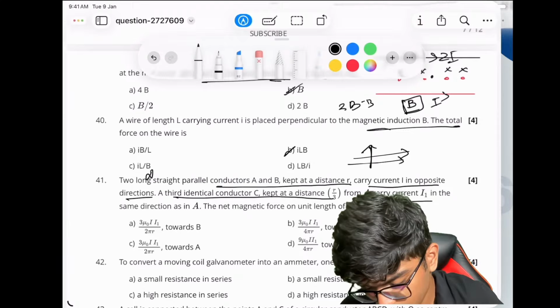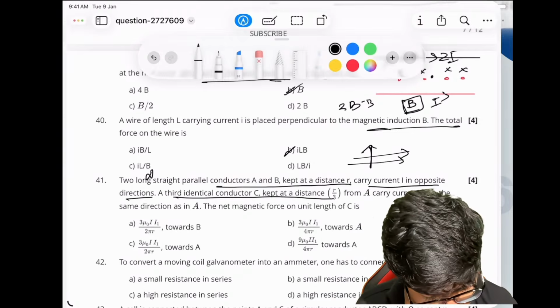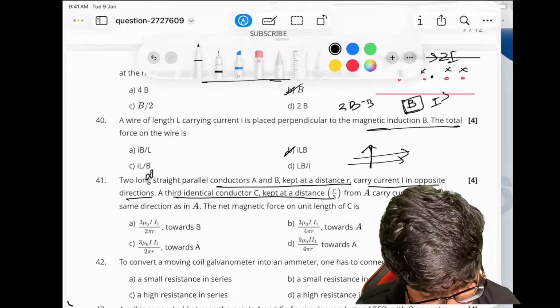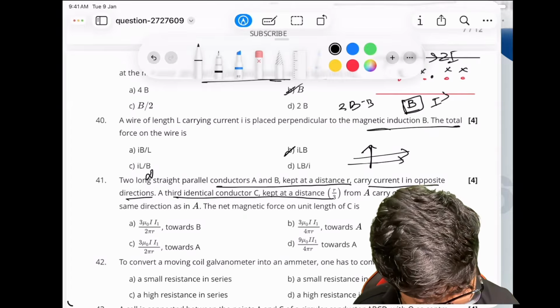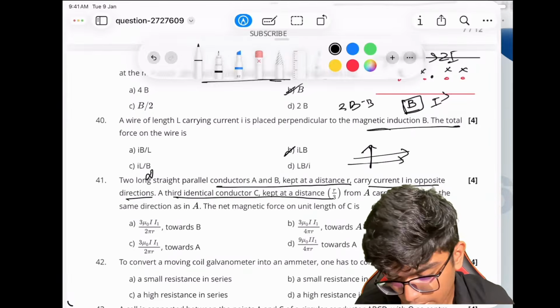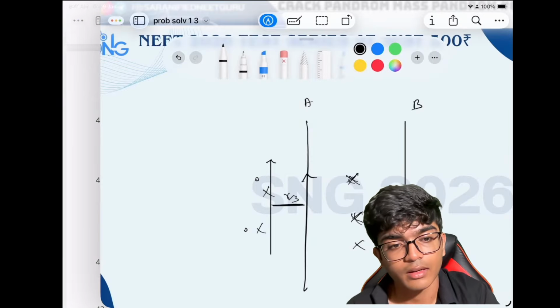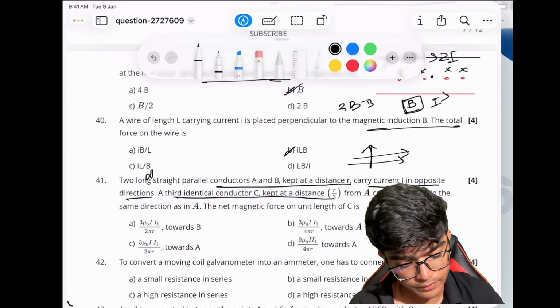This is question number 41, right? The key is wrong, I don't know. I think I didn't type it properly. Okay, still fine. I think I can solve it.